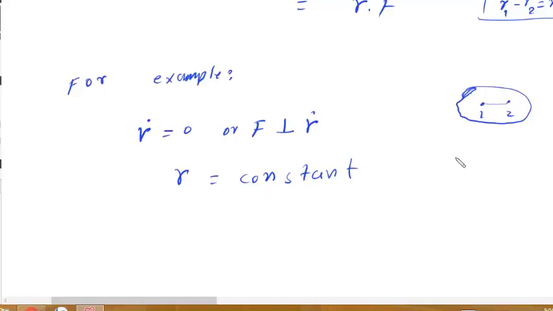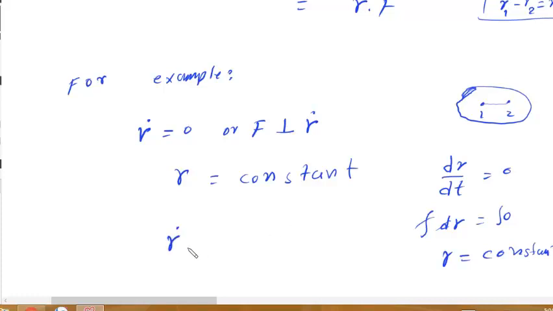Or we can also find it like this: d divided by dt of r is equal to 0. Then we can write dr is equal to 0. Then we integrate both sides, and the d is cancelled, so this is r, and the integration of 0 is a constant. And this is constant, okay. Now then r dot dotted with F is equal to 0.